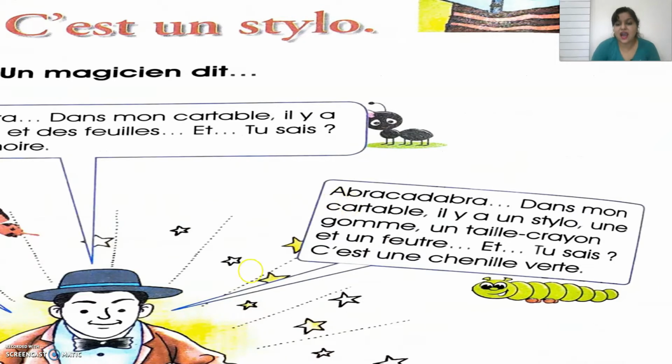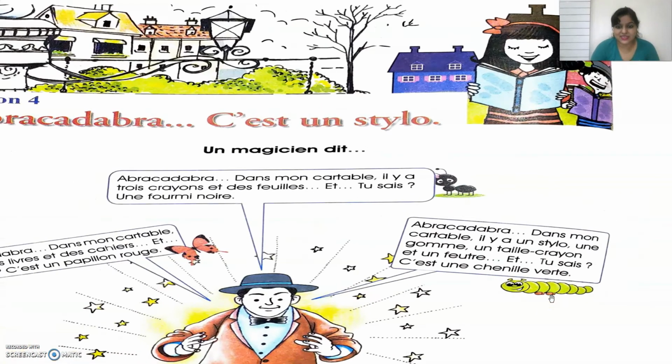He says, Abracadabra, dans mon cartable, in my bag, il y a un stylo, there is a pen, une gomme, an eraser, a taille crayon, a sharpener, et un feutre, and a sketch pen. And, tu sais, you know, c'est une chenille verte. That means it's a green caterpillar. Chenille is a caterpillar. Verte is green. I hope the text is clear to you.